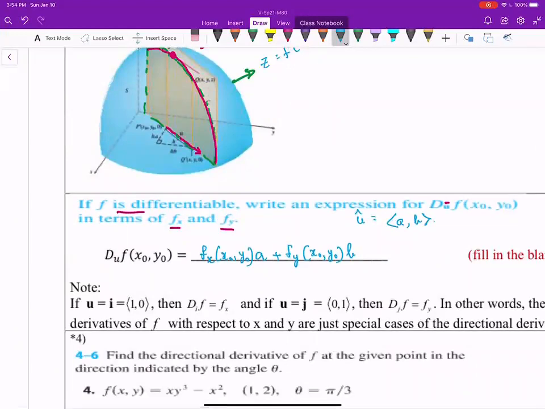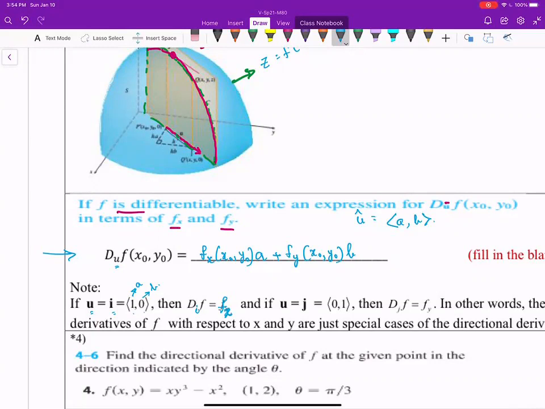So in this definition of directional derivative, if you replace this u vector by the i vector, which has components 1 and 0, this will be a, this will be b in the formula. So it becomes f_x times 1 plus f_y times 0, so it is just f_x. The directional derivative of f in the direction of i, instead of u, agrees with the partial derivative with respect to x definition.